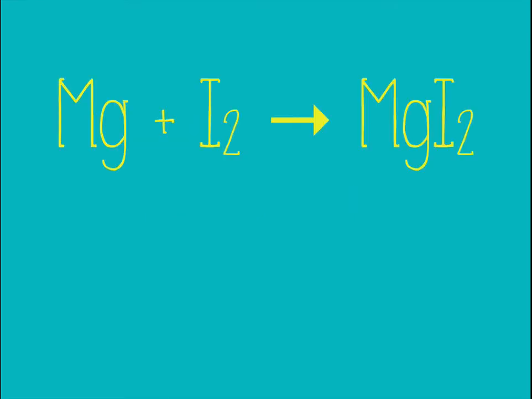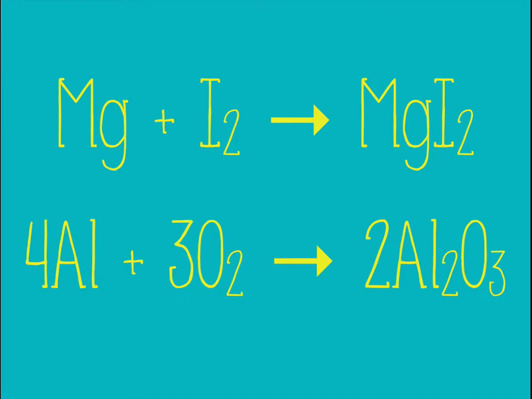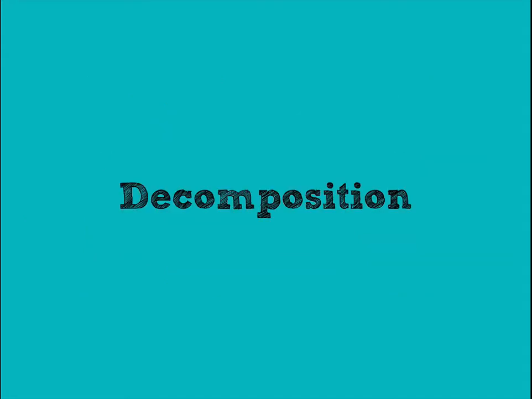Here are some examples. Magnesium and iodine combine to make magnesium iodide. Aluminum and oxygen combine to make aluminum oxide. Notice these equations have also been balanced. Let's look at the next type of reaction.